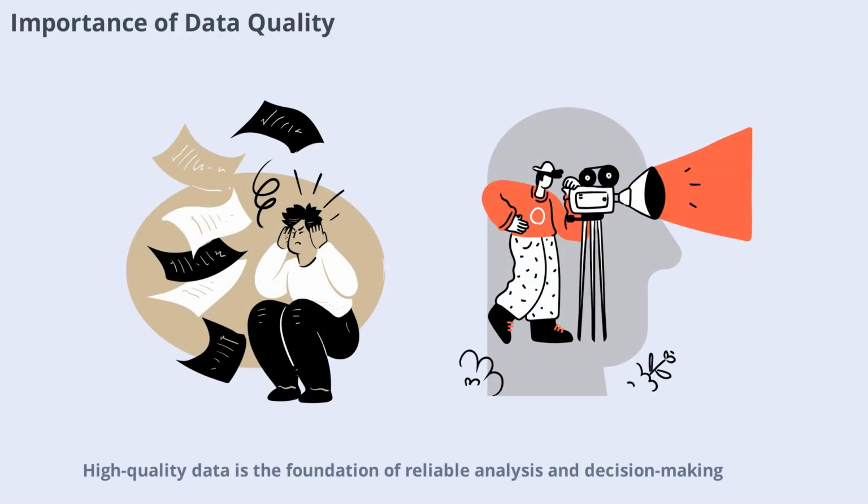High-quality data is the foundation of reliable analysis and decision-making. Poor data quality can lead to incorrect conclusions, wasted resources, and missed opportunities. Preprocessing plays a vital role in ensuring data quality by addressing errors, inconsistencies, and gaps. Investing time in preprocessing pays off by enabling more accurate models and better business outcomes. Remember, the quality of your results depends on the quality of your data.